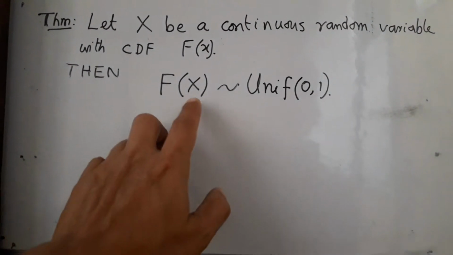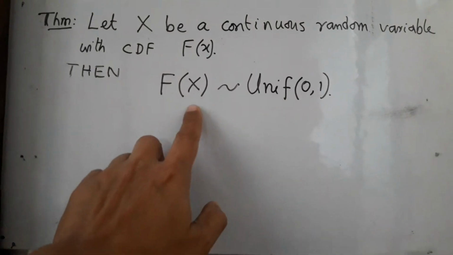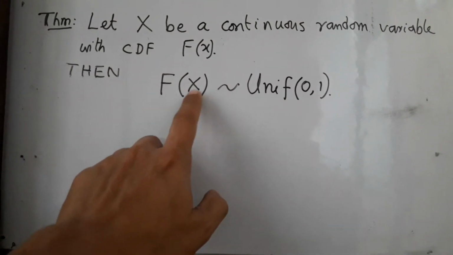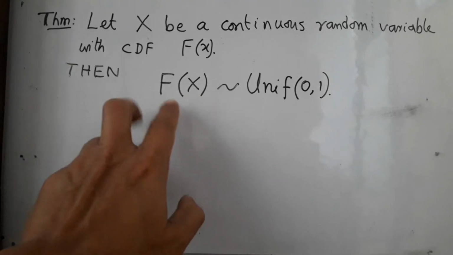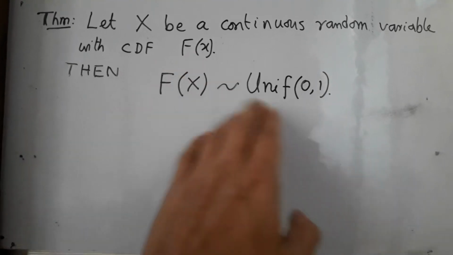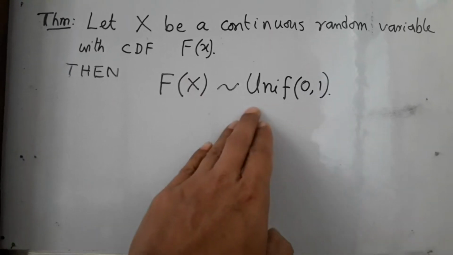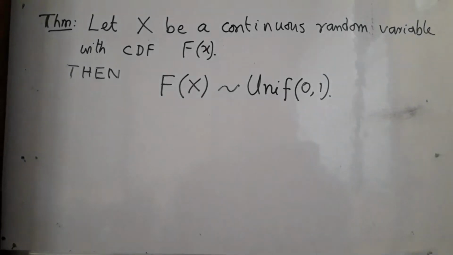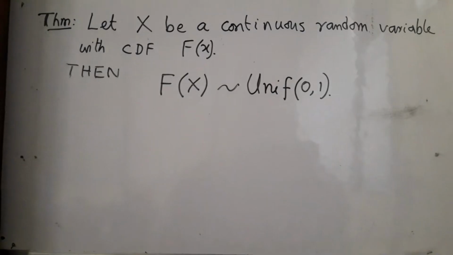So somehow the distribution function controls the behavior of X, and then you again apply the distribution function. The two distribution functions kind of cancel each other off, and you are left with something which is always the same, uniform 0-1. Let's take a look at the proof.